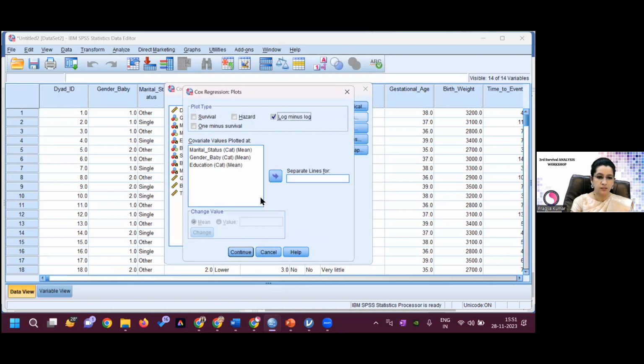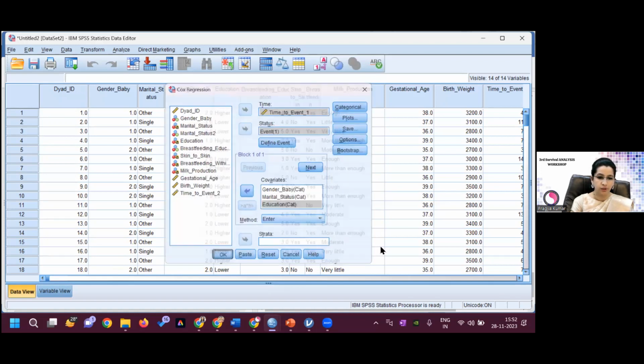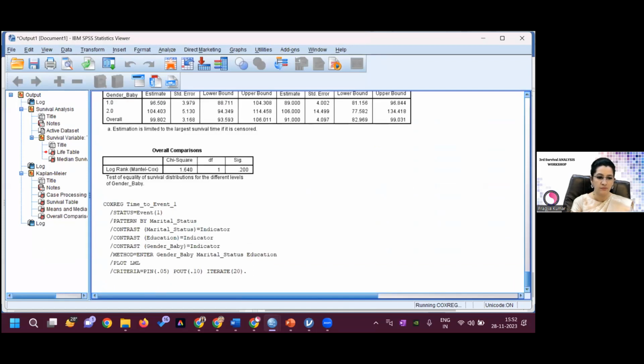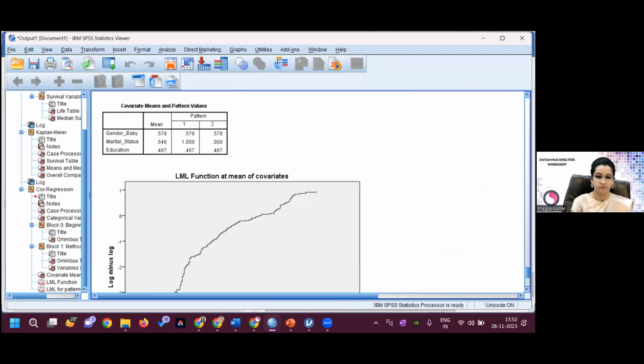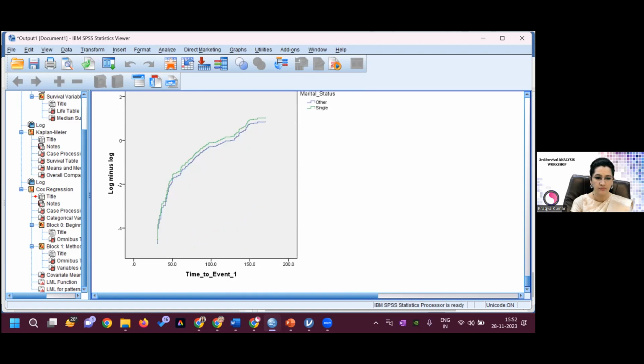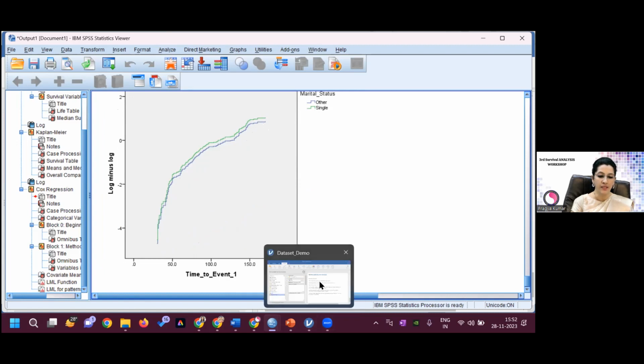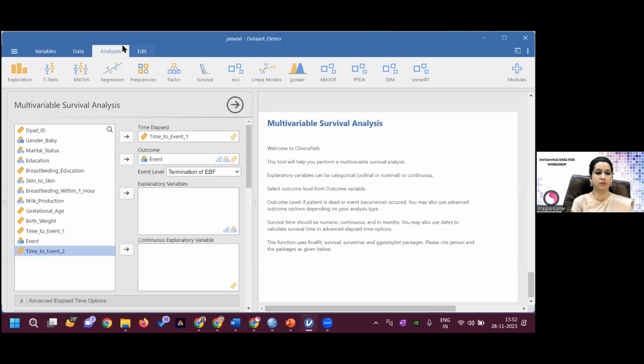So in plot, there is a log minus log curve. If I want to select it, you can press continue. Okay, and you can see the log minus log curve. This distance is nearly constant and it is not crossing in the majority of the part. So if they are going parallel and not crossing, then you can say that the proportional hazard assumption is met.